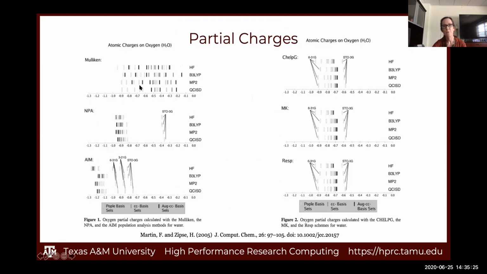This is just a nice graphical representation of how much spread you can get in the partial charges with the basis set and the level of theory. That's why you want to look at trends and not the absolute values for these partial charges, using the same level of theory and same basis set for whatever you're comparing.